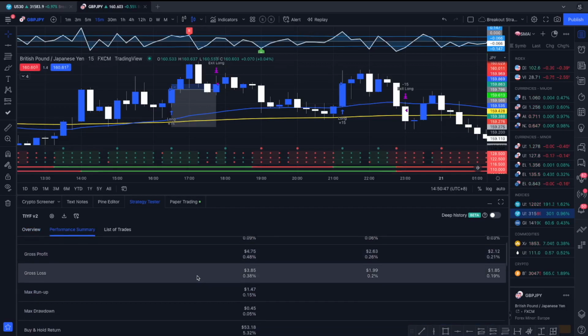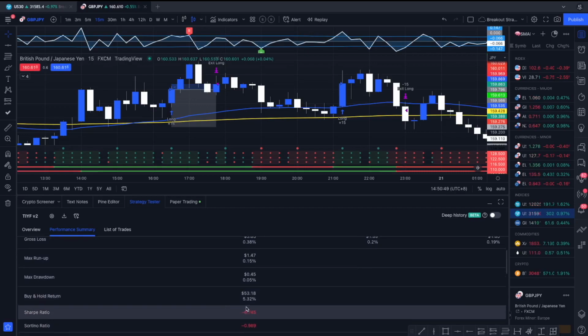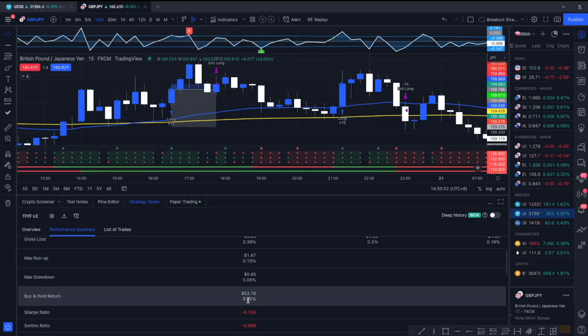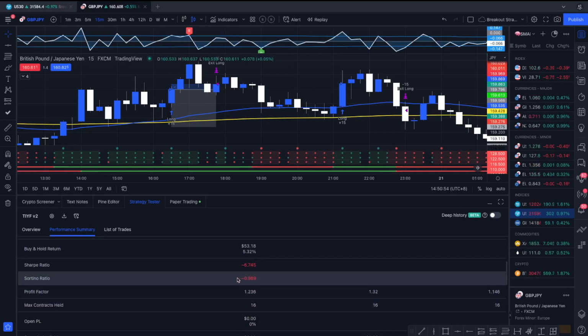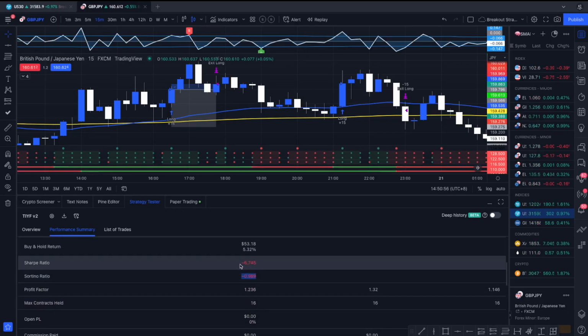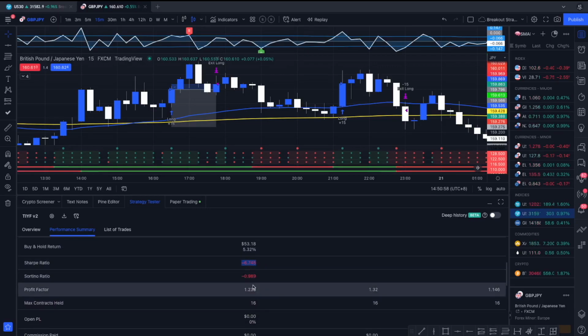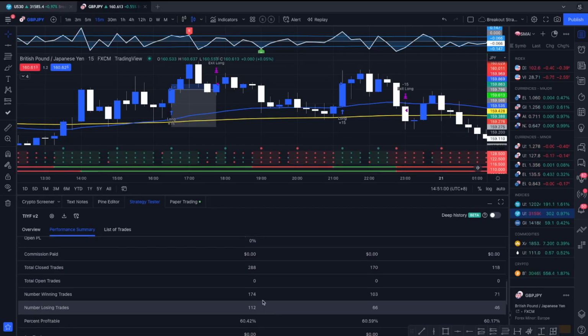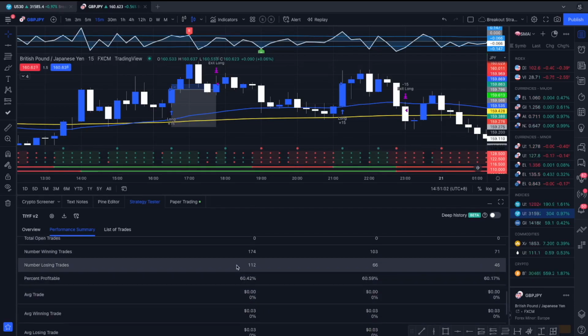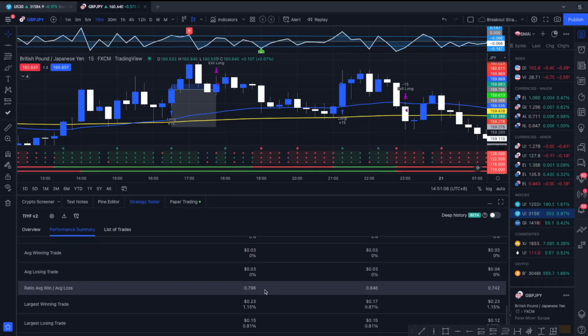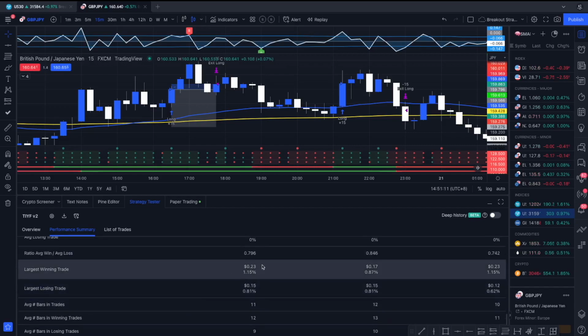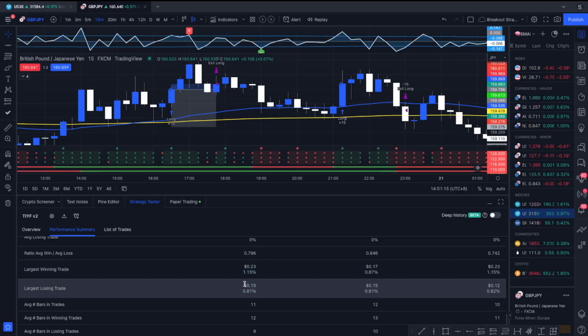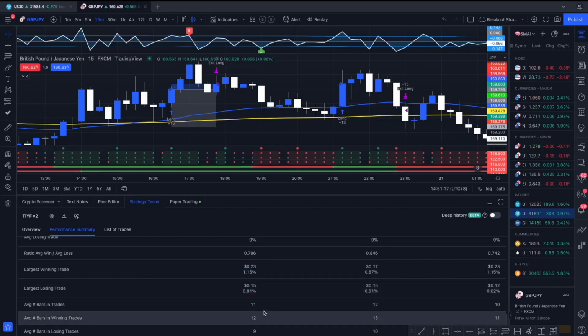Performance summary, what data could we get out of here? We have a buy and hold return of 5.32%. Sortino ratio and Sharpe ratio are both in the negative. We have in total 174 winning trades and 112 losing trades. Our largest winning trade here in that scenario was 23 cents and our largest losing trade was 15 cents.